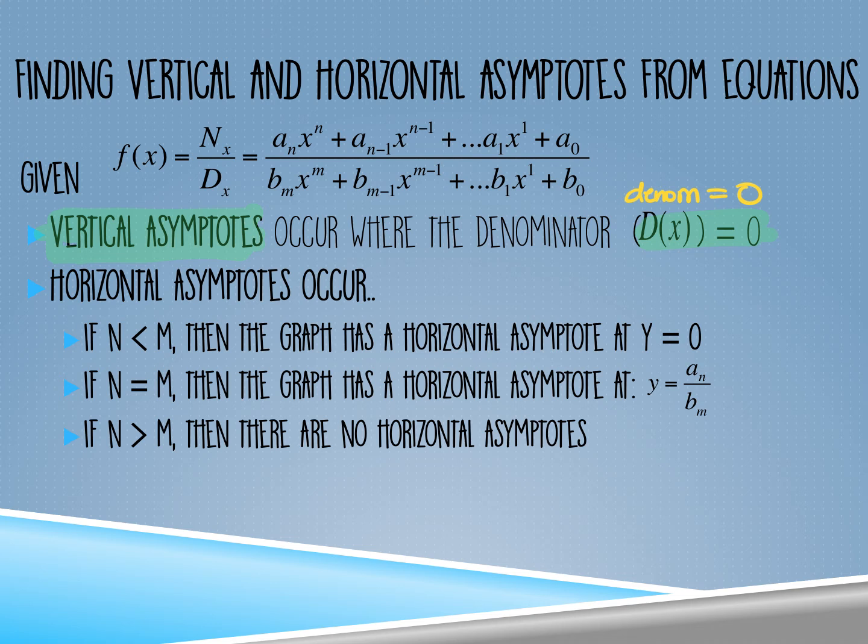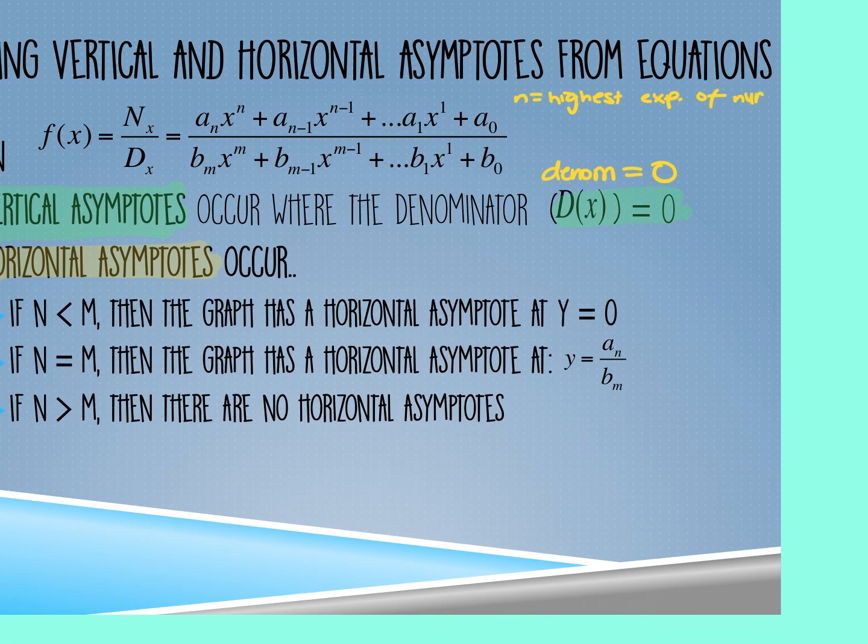For the horizontal asymptotes, there are 3 cases. Now this is referring to n and m. n is the highest exponent of the numerator, and m is the highest exponent or degree of the denominator. Okay, so think n numerator, m denominator.